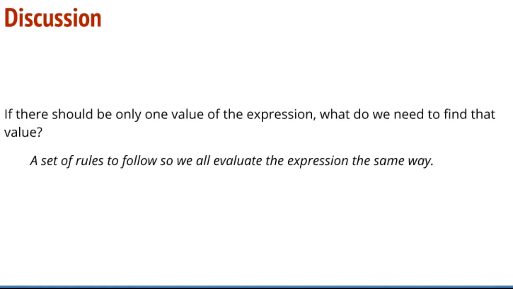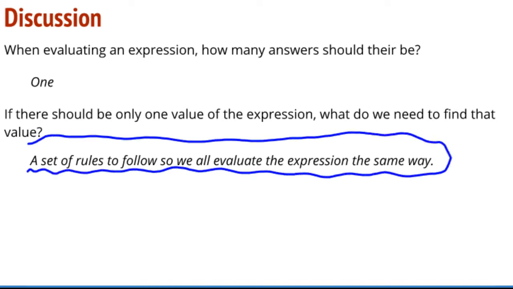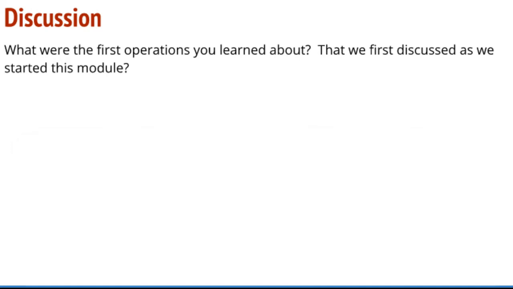So when we evaluate an expression, how many answers should there be? Well, there should be 1. And if there's only 1 value of the expression, what do we need to find that value? We're going to need a set of rules so that we all agree on how we're going to solve this problem together. So we're going to walk through the order of operations.